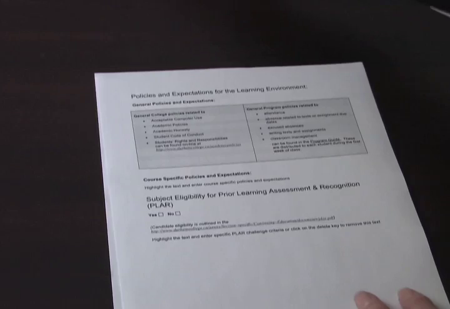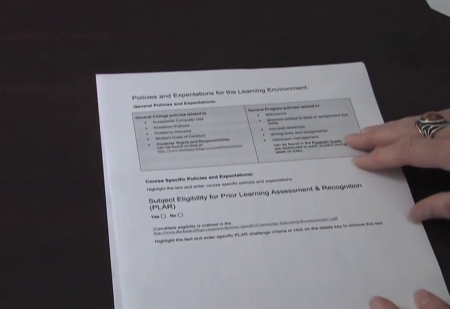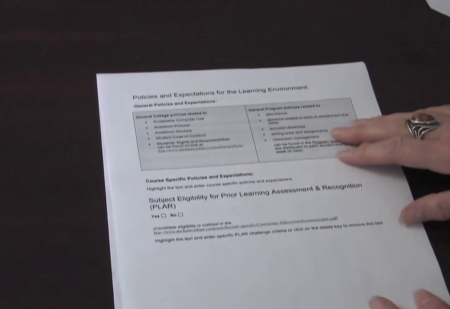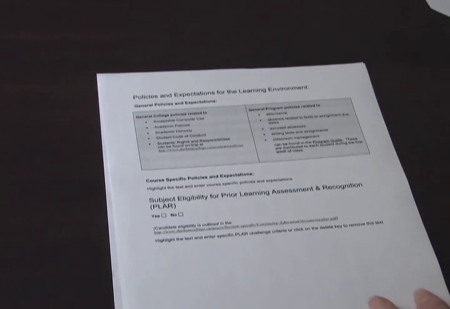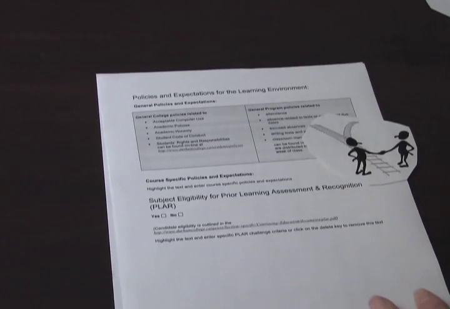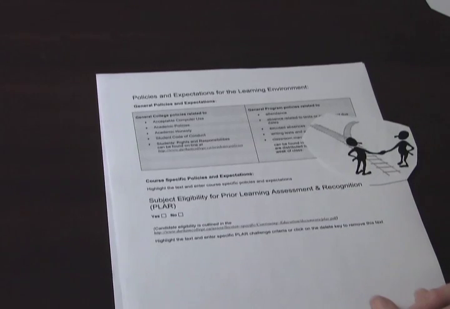The last few parts of the course outline are pre-printed for you, policies and expectations for the learning environment that come from the college. There's also a space for you to put course-specific policies and expectations so that students really know what the roadmap is, what they're expected to do, what they're allowed to do, what they're not allowed to do.